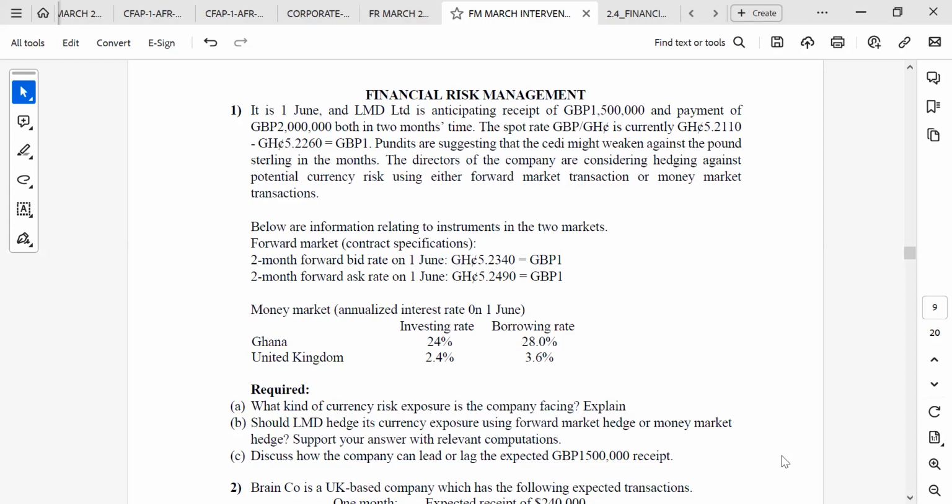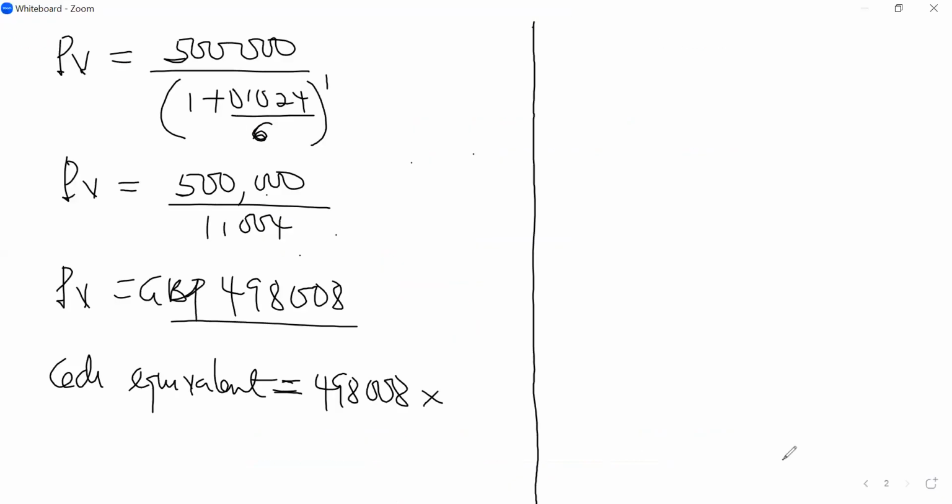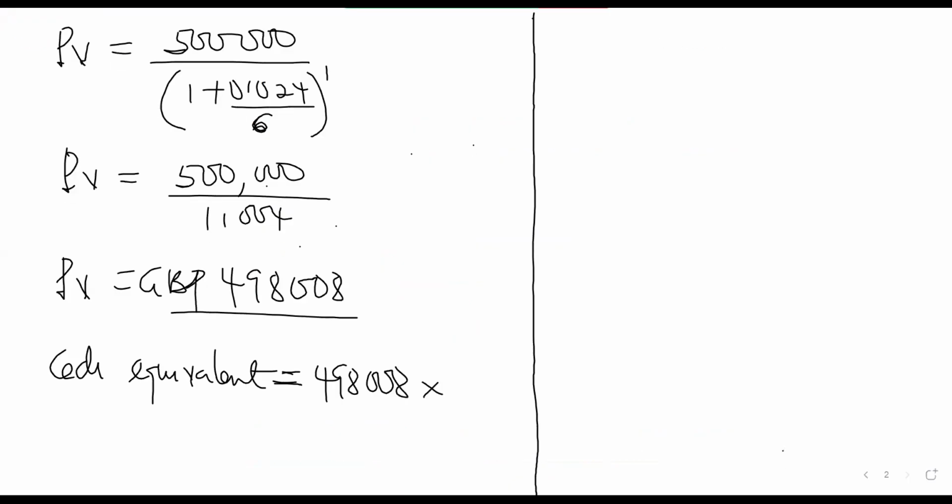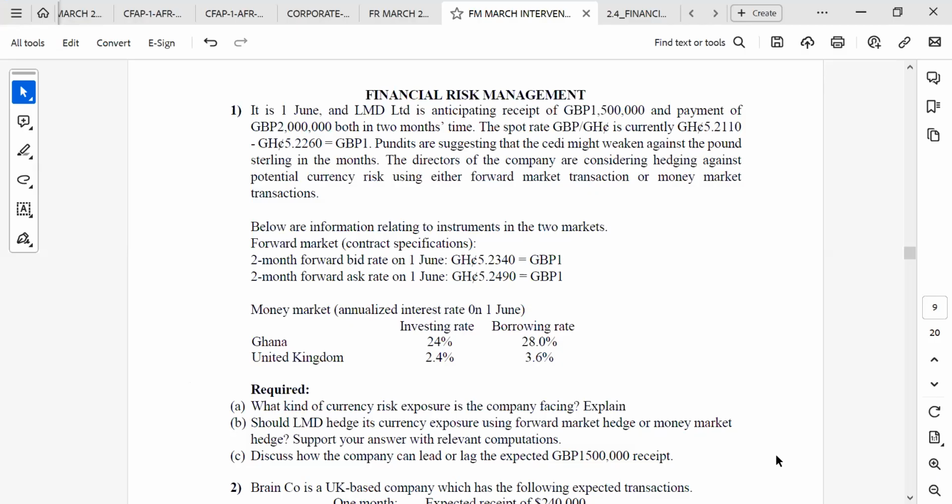So the amount that we are putting there is the pounds equivalent. So what we do is the bank will be selling. The bank will not be buying. You are not the one receiving. You are the one paying. So the bank will be selling that particular amount to you. So we use the exchange rate 5.2260 to find the cedi equivalent of that.